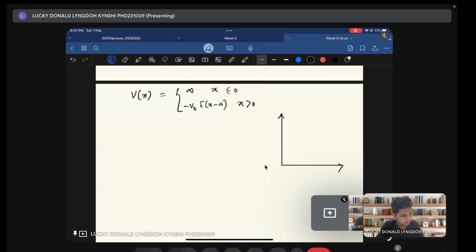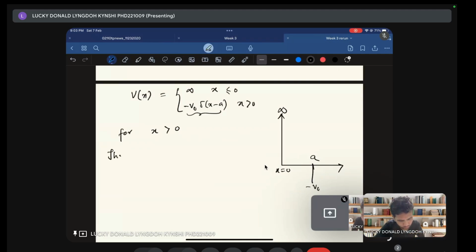That means at x equal to 0, you have an infinite potential, and somewhere here, let's say this is the point A, you will have a potential of minus v naught, simply minus v naught. Okay, now like I have told you, in order to solve any problems, you have to write a differential equation. So what is the solution for x greater than 0? What is the Schrodinger equation?